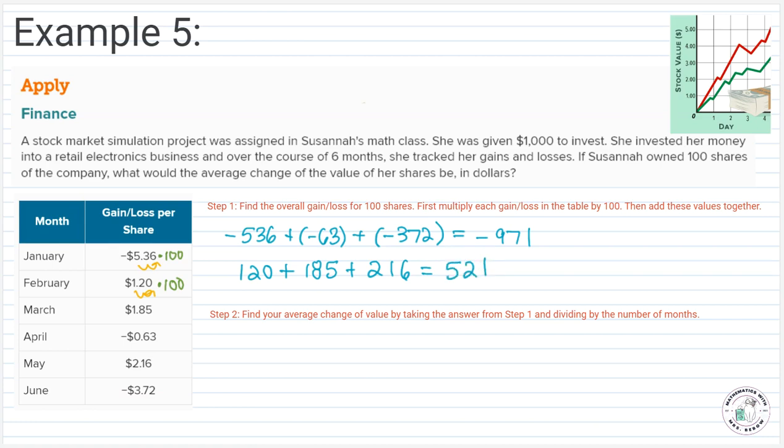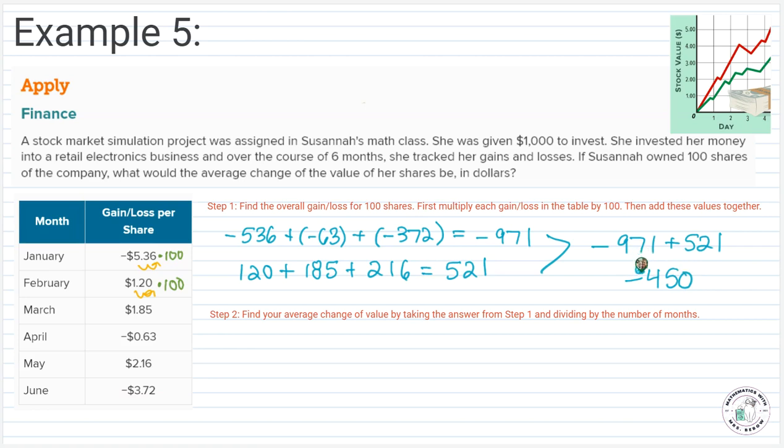$521. So now we can go through and add these two together. So we're going to do negative 971 plus the 521, and we have more negatives. And again, since they're different signs, we'll subtract these two. So 971 minus 521 is going to be 450, but again, this will be negative 450 because we had more negatives to begin with.